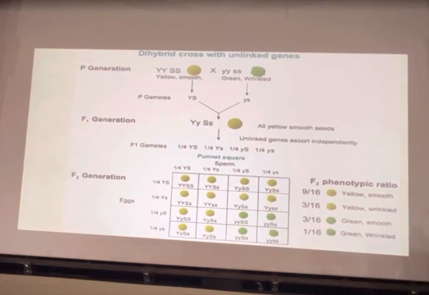Okay, through breeding, so you have two homozygous plants. They are both homozygous for those two phenotypes, for those two traits. So you have a plant with yellow, smooth seeds, and another plant with green, wrinkled seeds.